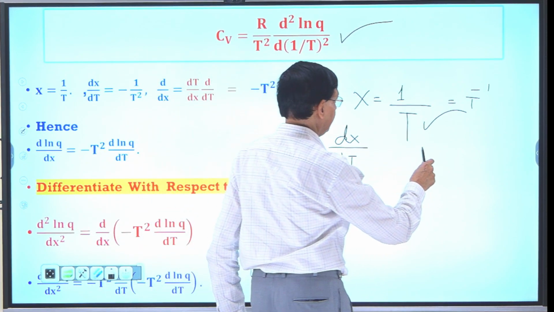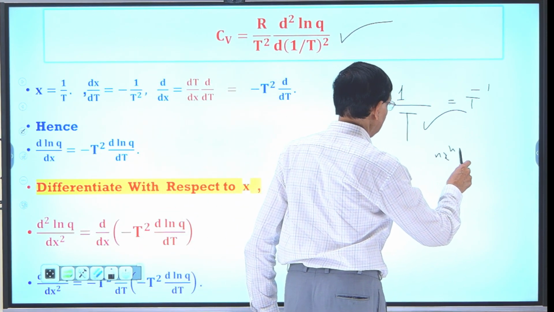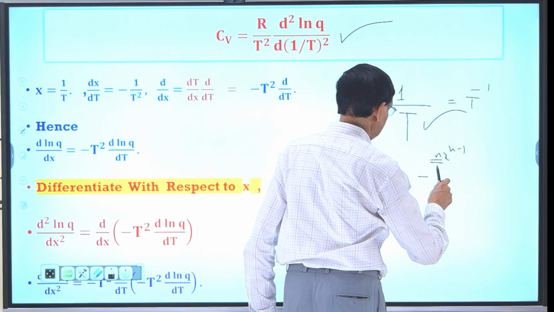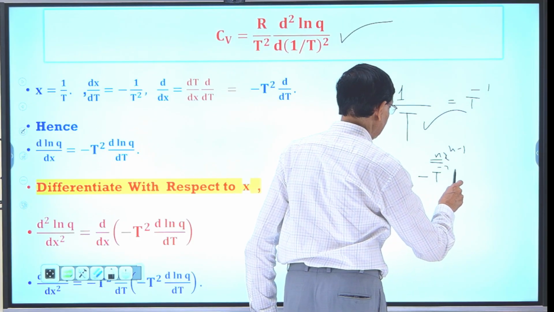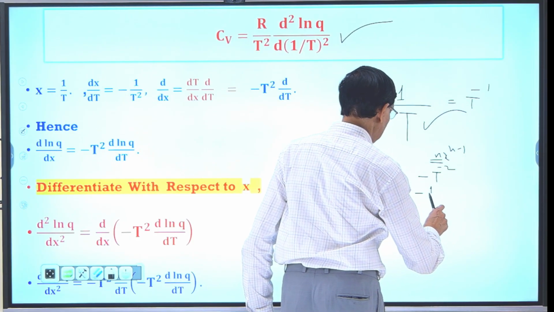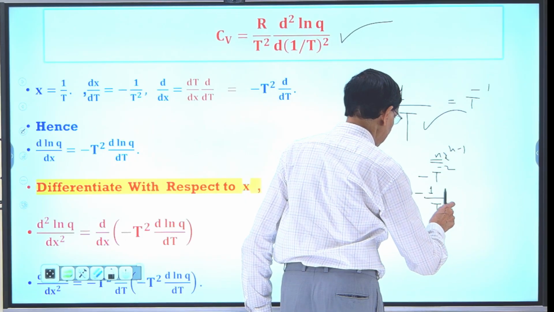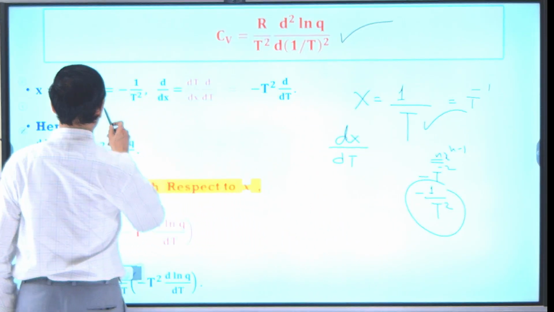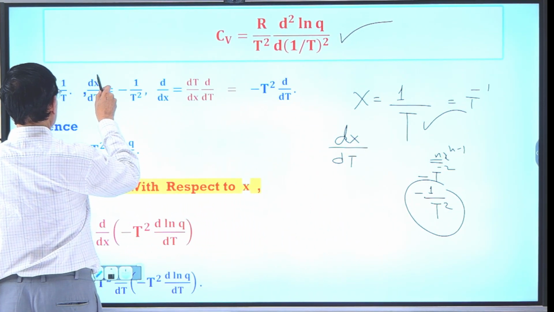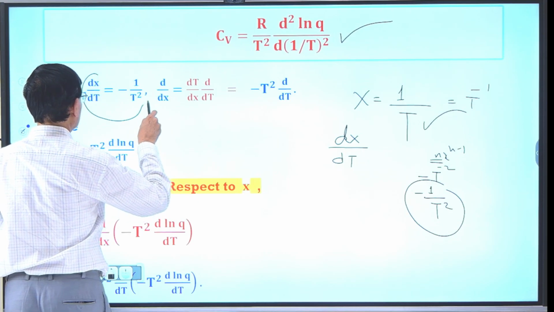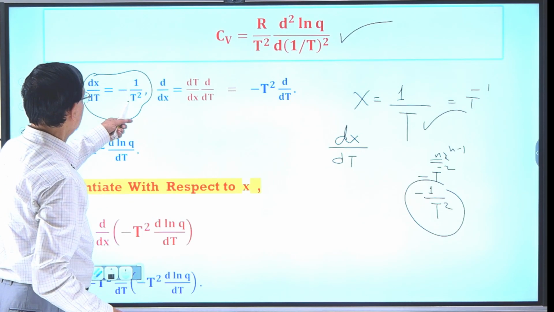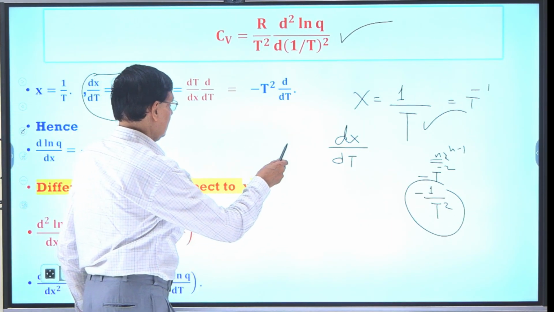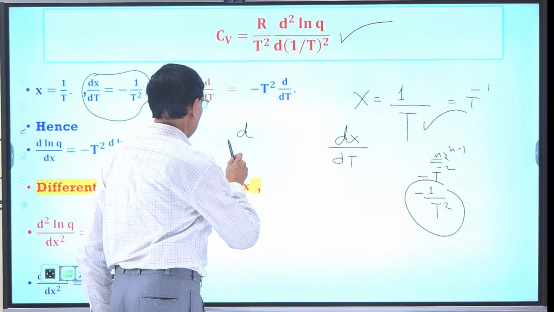nx n minus 1, n is minus 1, so it will be minus, so t minus 2. So I can write 1 minus t square. So here I write dx by dt is equal to minus 1 by t square. Then second, I have to write d by dx.